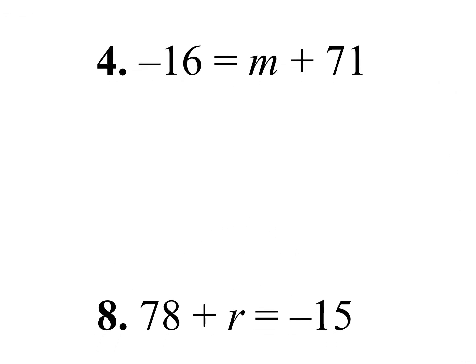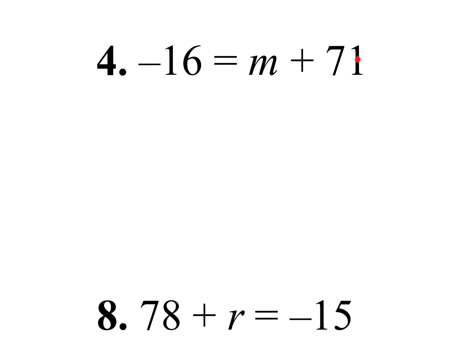You may need a calculator to be more precise, right? Or to not make mistakes. But if we look at number 4, the goal is to get x by itself, in this case m by itself, on one side of the equal sign. Where's the m at? Is it on the left side of the equal sign or the right side? It's on the right side of the equal sign. I want it by itself.